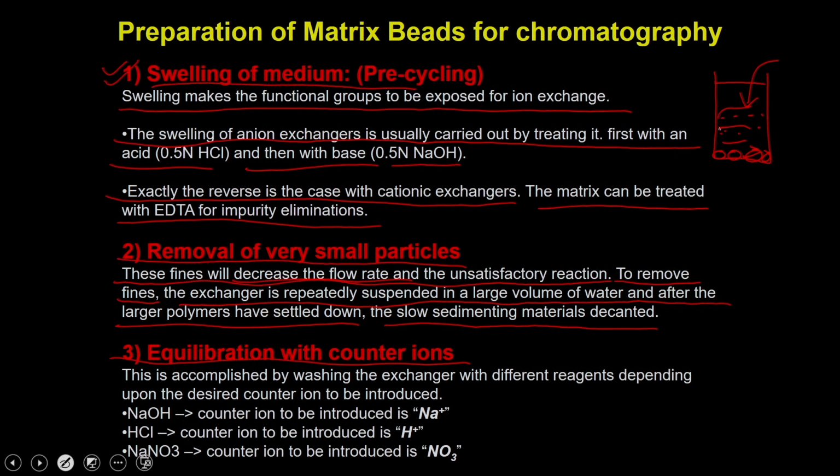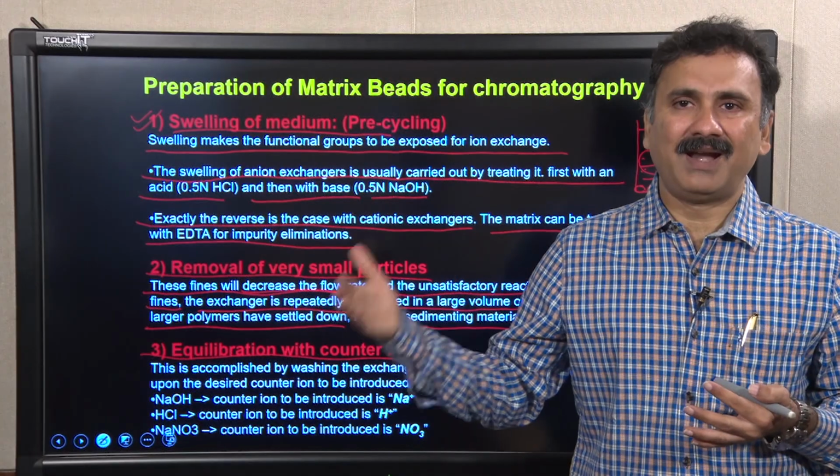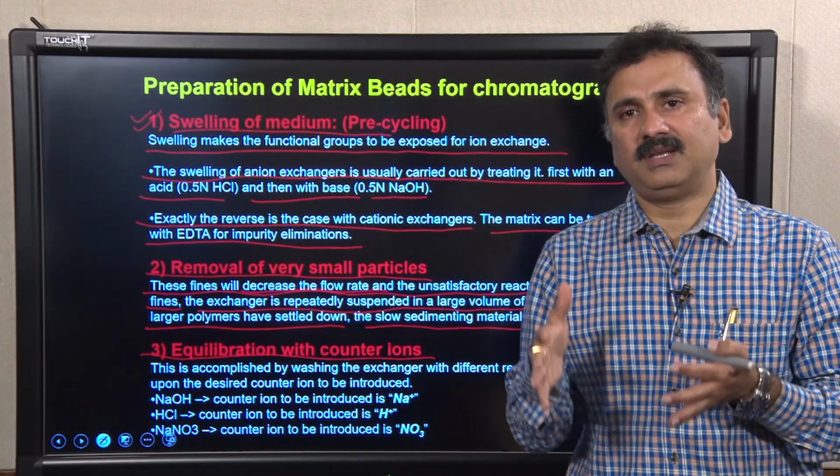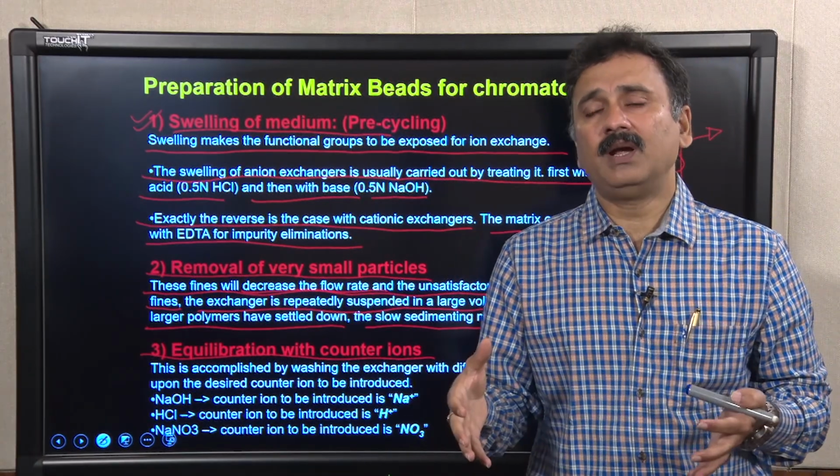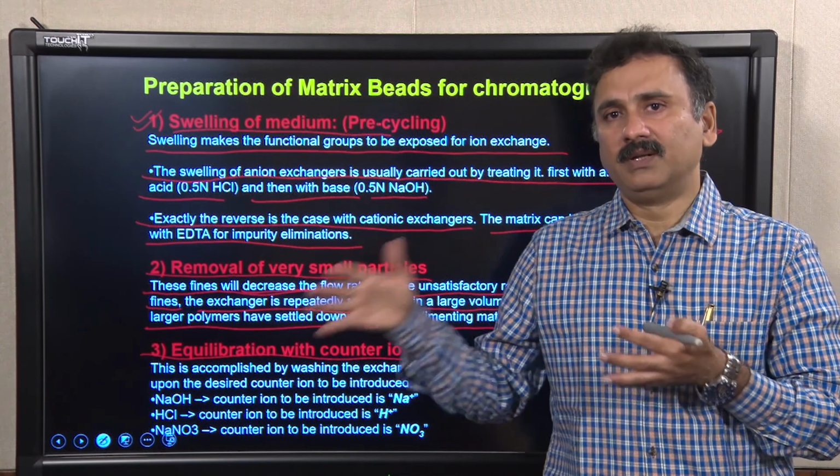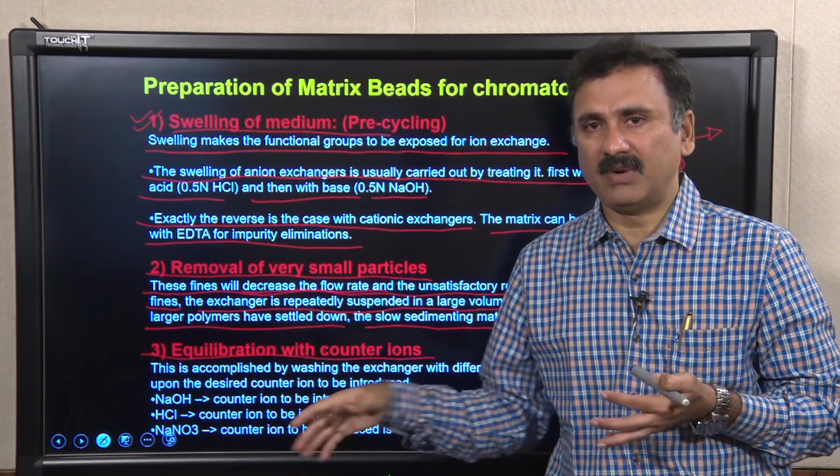So, what you do is you decant these small particles and you repeat this 4 or 5 times, that actually is going to remove these fine particles from the matrix, and that is how your matrix is going to be more pure and more useful for further downstream applications.